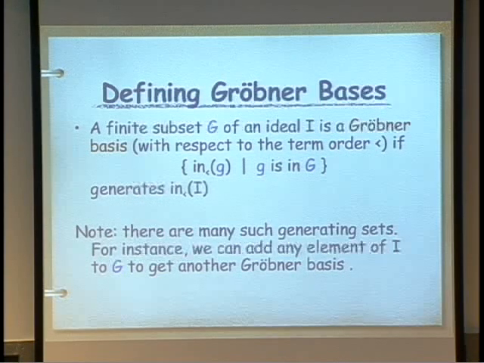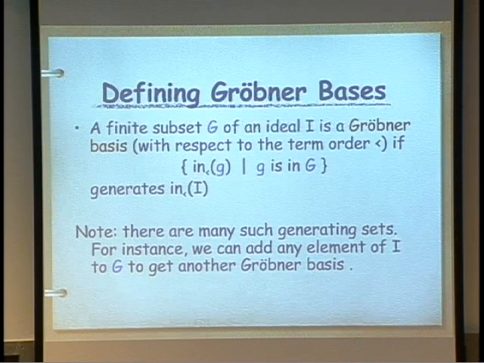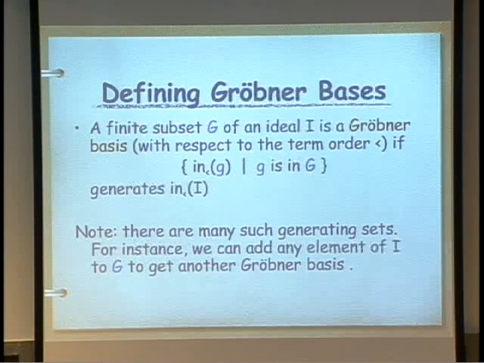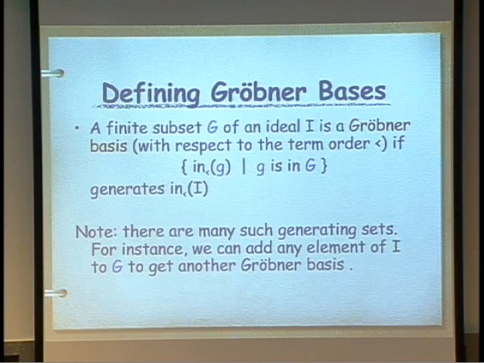Okay, let's prove a theorem. Theorem: every ideal has a finite Gröbner basis. Proof: well, look at the ideal of leading monomials, in of I. By Hilbert's basis theorem, it's finitely generated by a finite subset of monomials, say 17 of them. Now those 17 monomials are leading terms of some blue guys, right? So take those 17 blue guys, they form a Gröbner basis, end of proof. So we've just proved that every ideal in a polynomial ring, with respect to any term order, has a finite Gröbner basis.